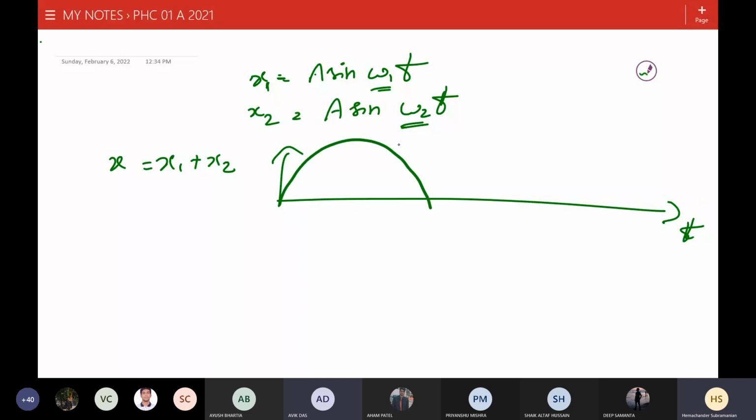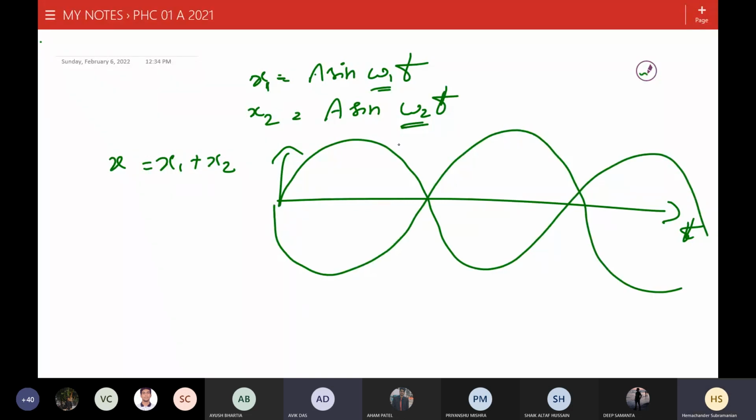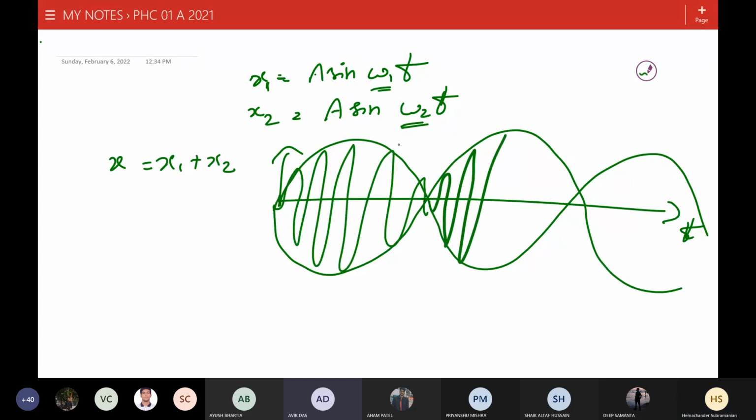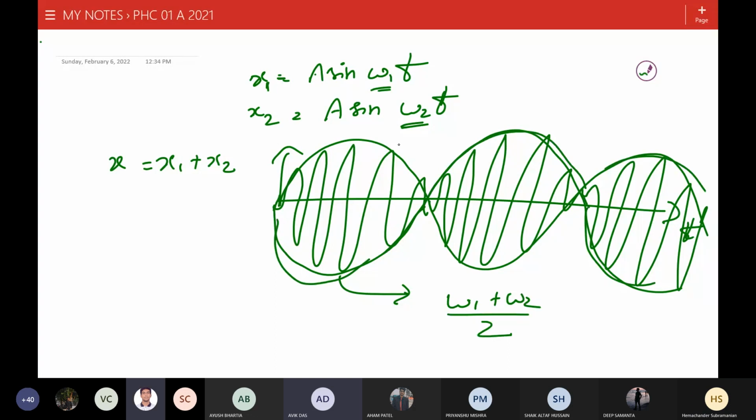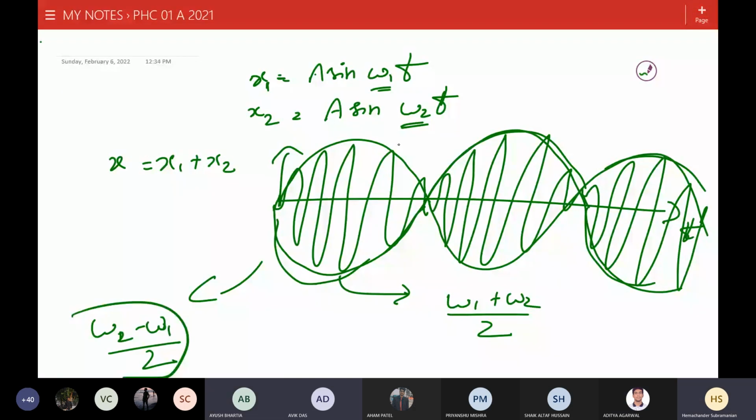It is a beat, exactly. Something like this. And this frequency is omega 1 plus omega 2 over 2. And what is the frequency of this envelope? Half of the difference, omega 2 minus omega 1 over 2. So this is similar to AM, amplitude modulation.